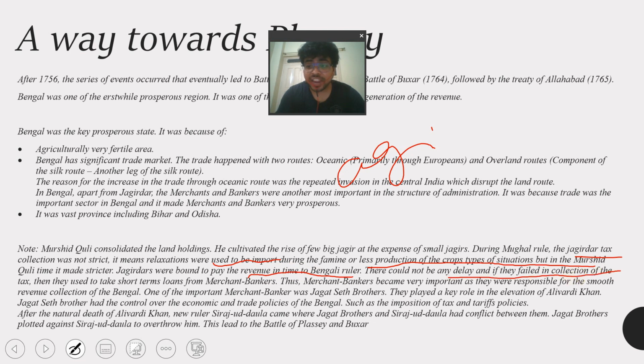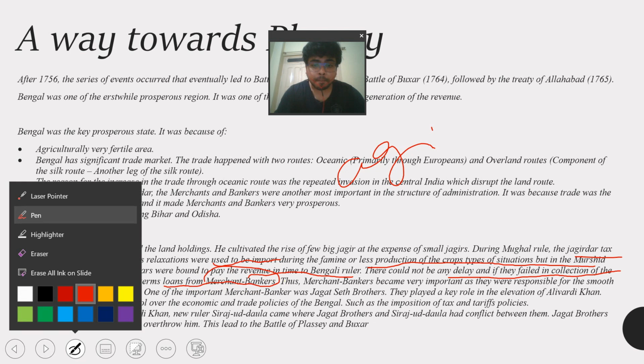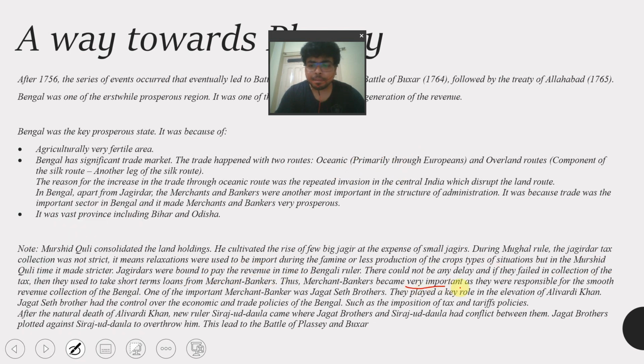If they failed in collection of the tax, they used to take short-term loans from the merchant bankers, the Jagat Seth brothers, remember. Thus, merchant bankers became very important as they were responsible for the smooth revenue collection of Bengal, because the administration was running on them. They were providing the source of revenue in harsh situations.